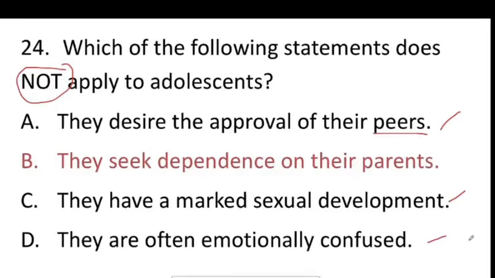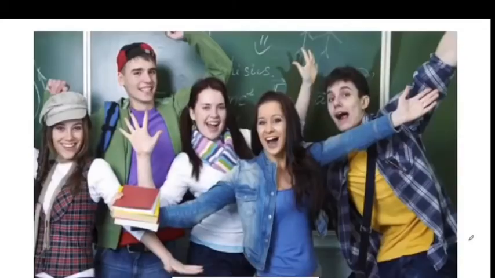So, that's the correct answer there. That would be letter B. They seek dependence on their parents. So, teenagers would always want to be free, would always want to be carefree, would always want to have the freedom, they would always want to be with their peers.